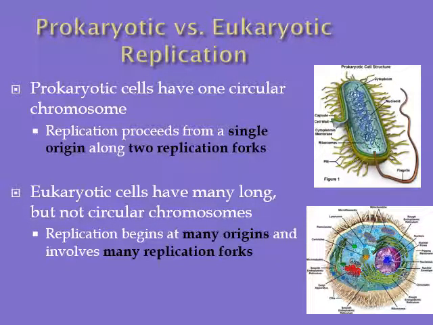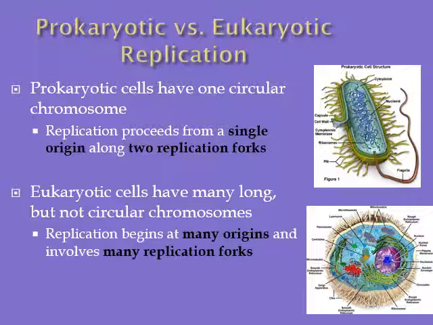Replication is going to happen a little bit differently between prokaryotic and eukaryotic cells. Prokaryotes, if you remember, they don't really have a whole bunch of chromosomes. They have like one circular chromosome, one DNA loop. So replication is going to have a single origin or a single starting point, and it's going to go around that DNA loop in a circle and make a copy of it. There'll be two replication forks on that, two places where the DNA is being unwound.